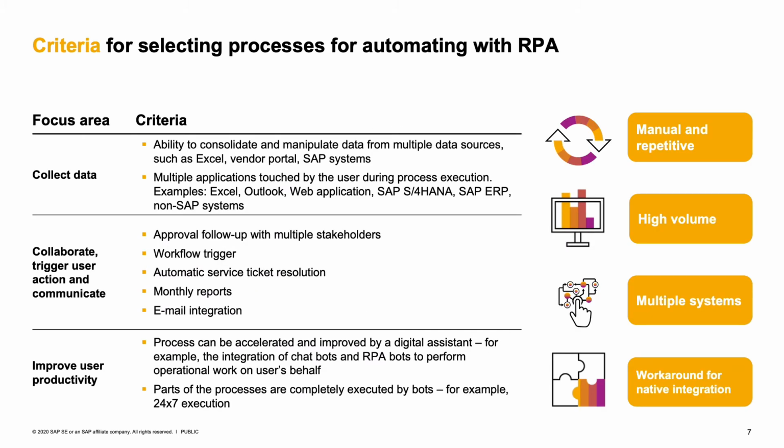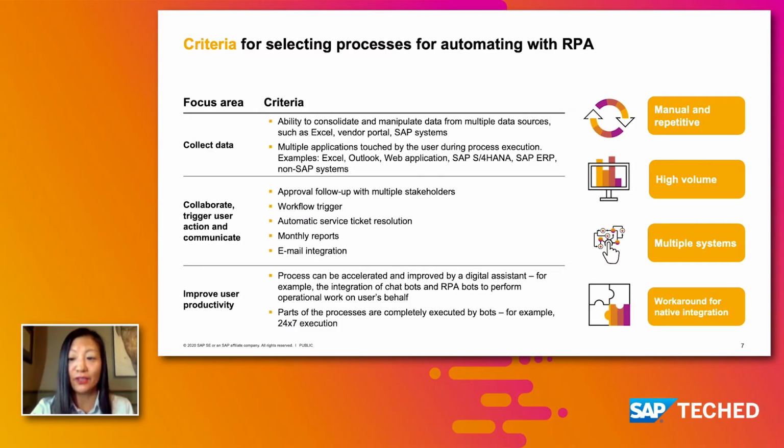There are a few key criteria to select automation cases, and typically we as a team help you review the opportunities and determine use cases applicable to your businesses. In general, we bucket three areas for automation opportunities. First is data collection. Typical requirement is to consolidate and manipulate data from multiple sources, such as Excel, vendor portal, SAP systems, or multiple applications touched by the user during a process execution.